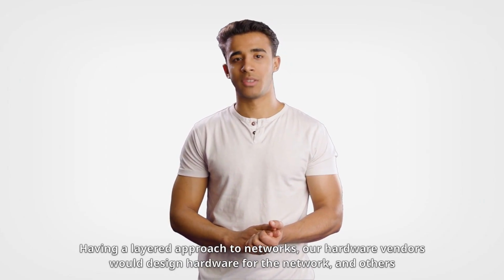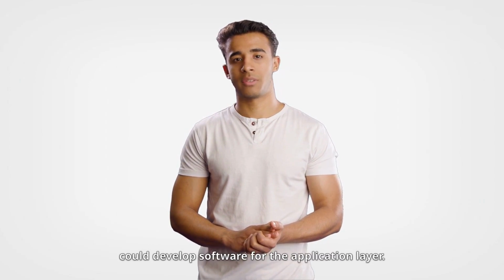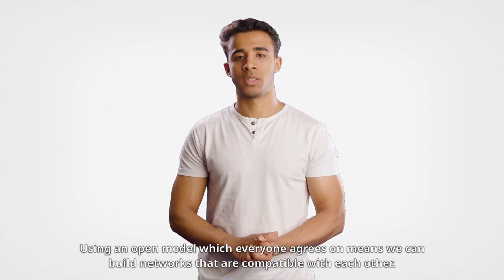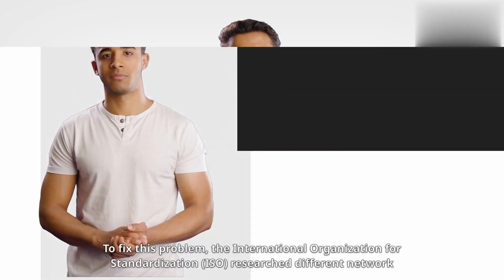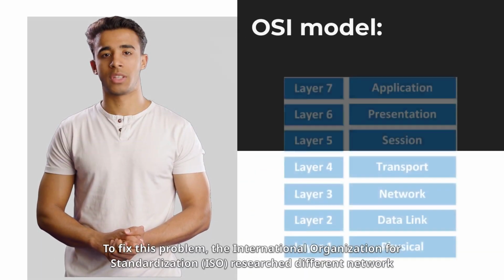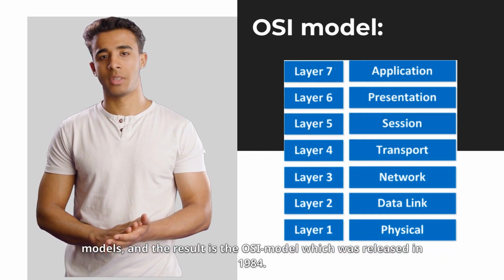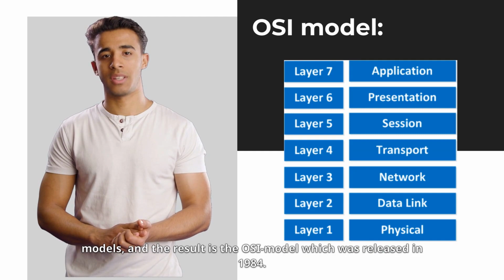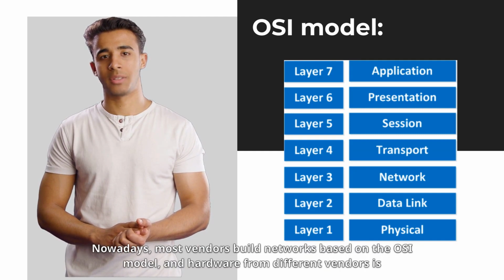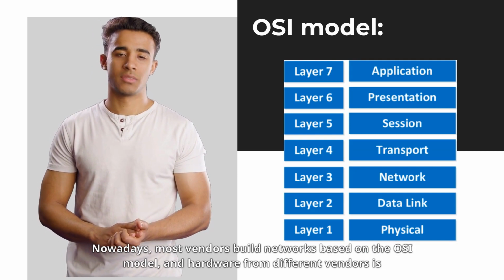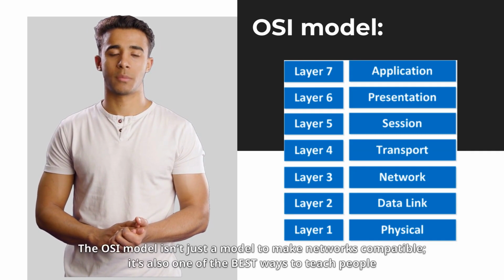Having a layered approach to networks, hardware vendors would design hardware for the network, and others could develop software for the application layer. Using an open model which everyone agrees on means we can build networks that are compatible with each other. To fix this problem, the International Organization for Standardization, ISO, researched different network models, and the result is the OSI model, which was released in 1984. Nowadays, most vendors build networks based on the OSI model, and hardware from different vendors is compatible.